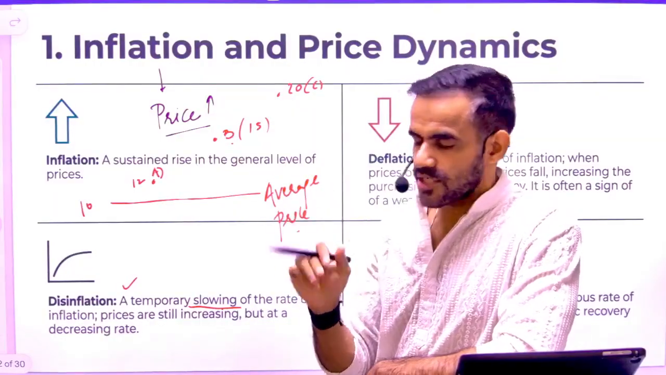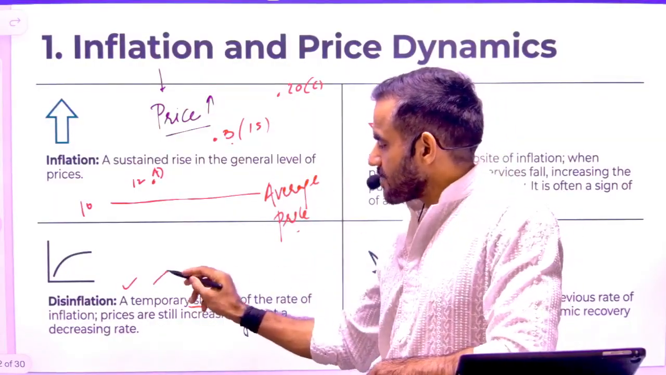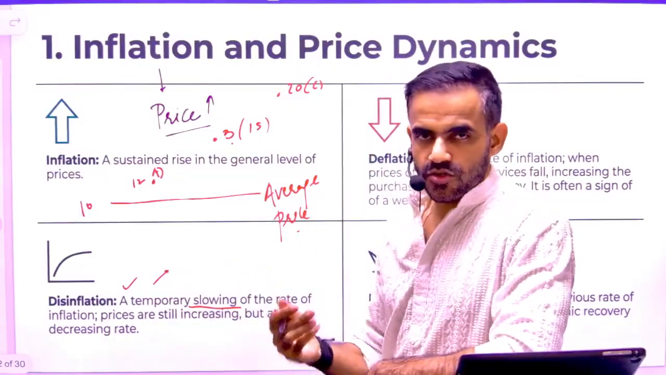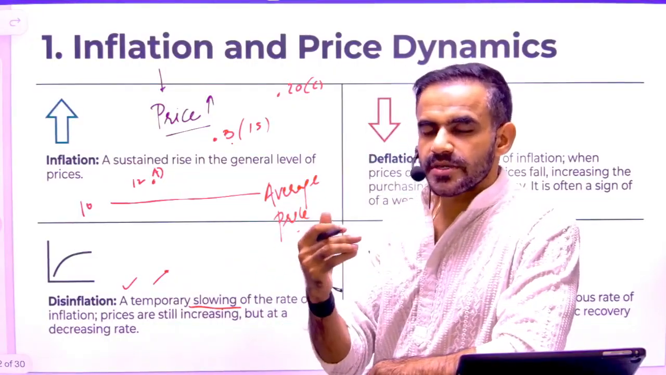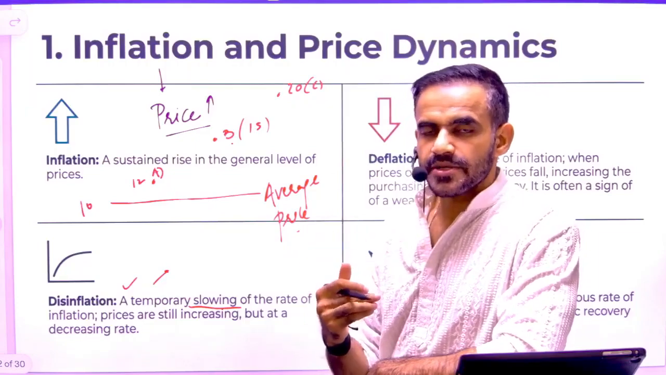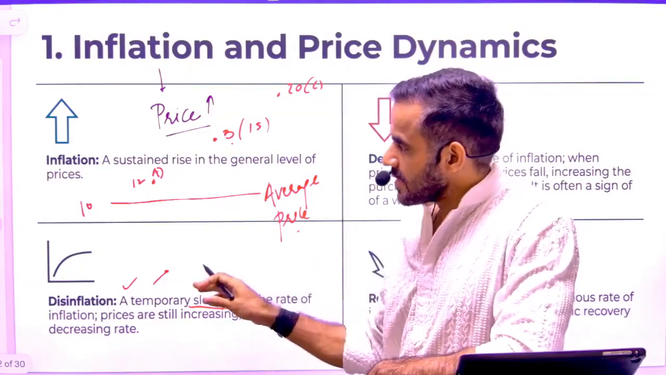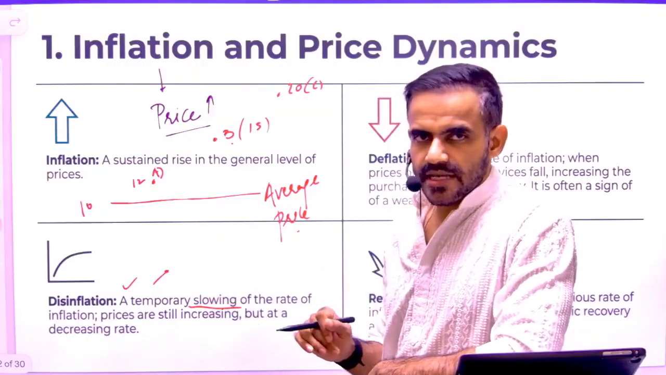Inflation, disinflation. How to remember it? Simply remember it just like a battery. If your battery is going down from 100% to 90%, then 80%, that is discharge. Similarly in this case also, this is disinflation.